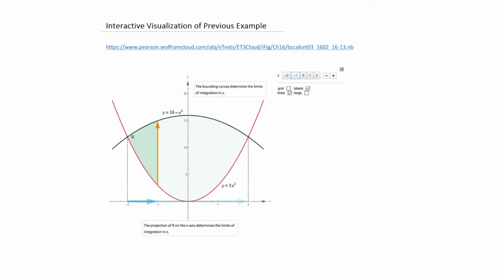Here's an interactive visualization you can look at if you want to watch the particular integration taking place. This basically shows it sweeping over and mapping out this region, which is integration over the region.